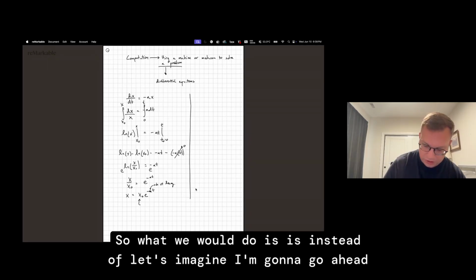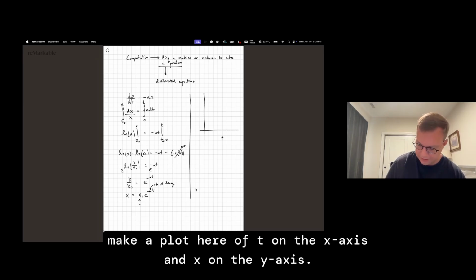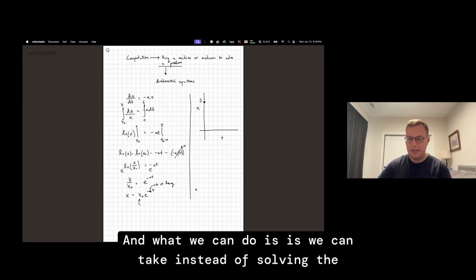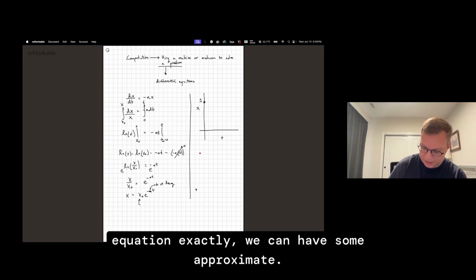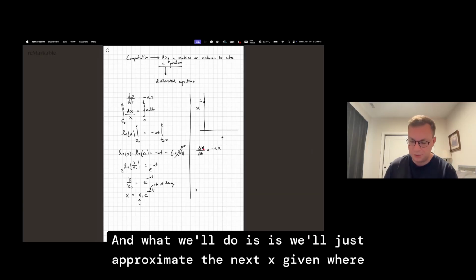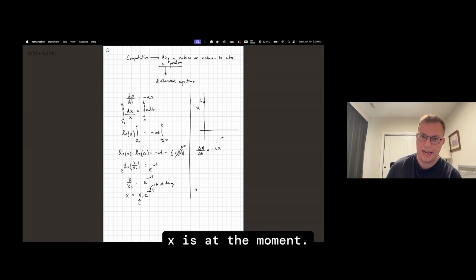So what we would do is, let's imagine, I'm going to make a plot here of t on the x-axis and x on the y-axis. And we're going to have some initial condition of 1. Instead of solving the equation exactly, we can have some approximation. So I'll have delta x over delta t is equal to minus a times x. And we'll just approximate the next x given where x is at the moment.